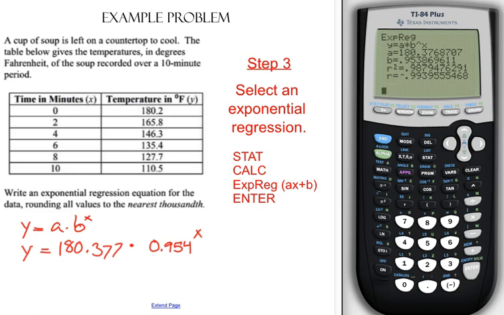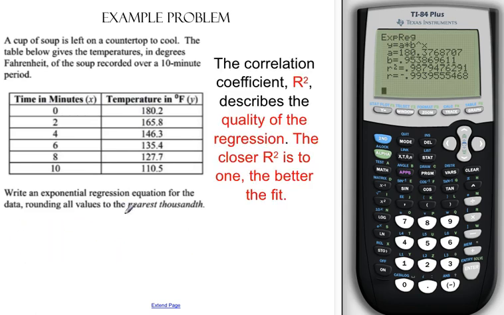So here's how I can tell whether or not this is a pretty good fit. I look at the correlation coefficient r squared. Now, in a linear regression, we were looking at r, but anytime we have a curve rather than a line, we always want to look at r squared. And notice up here it gives us r squared and r. R squared is not going to have a sign. It's always going to be positive.